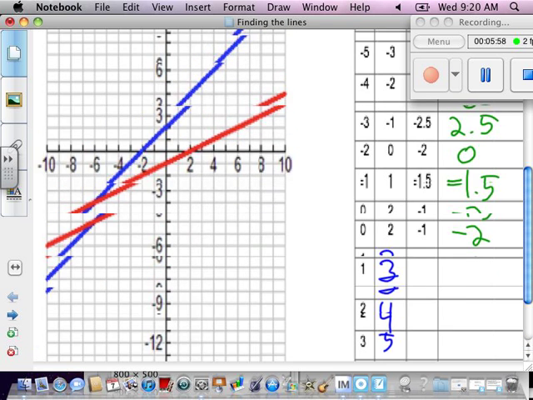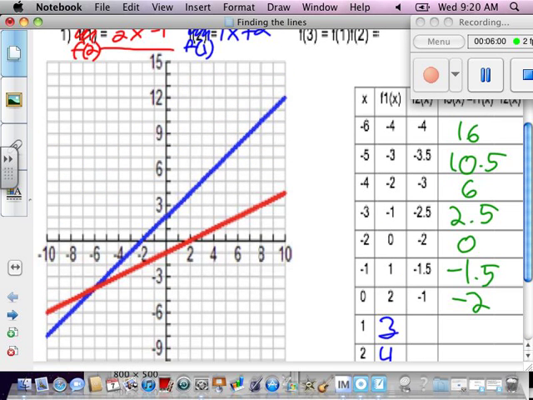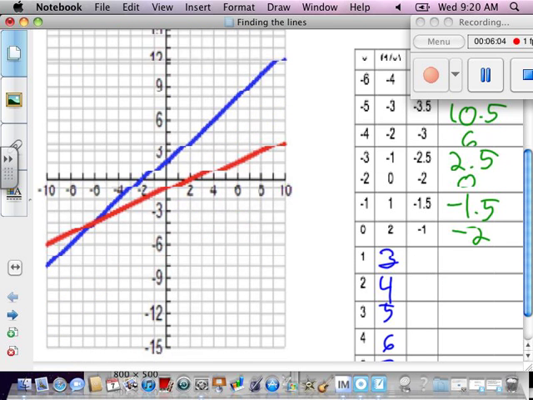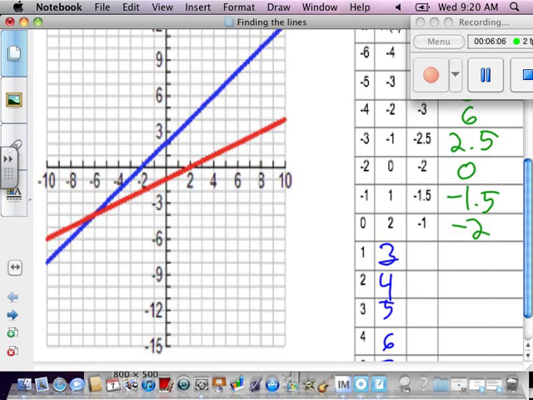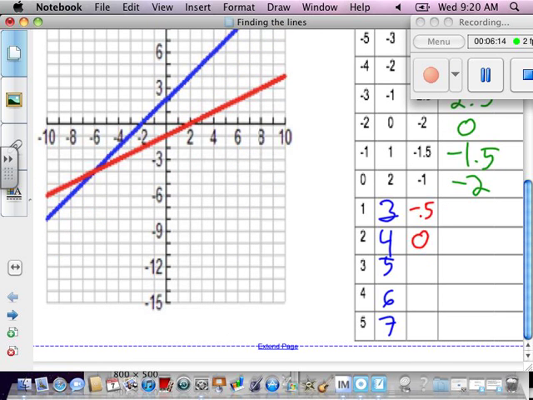All right. So what is the pattern for this one? What's happening each time? Adding 0.5. Negative 1 plus 0.5 would give me negative 0.5, then 0, then 0.5, then you go to 1, and then 1.5. Okay.